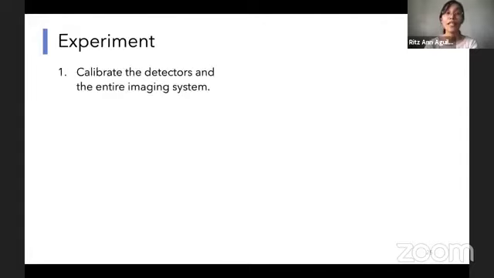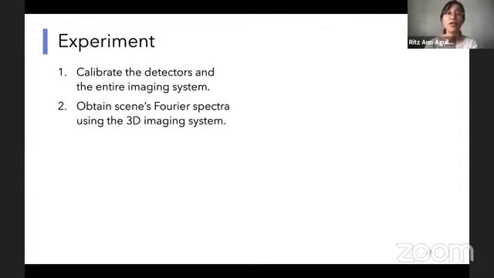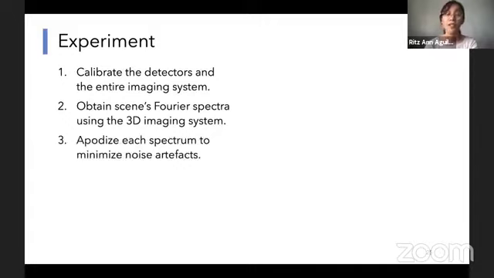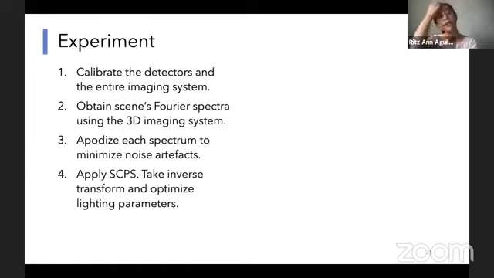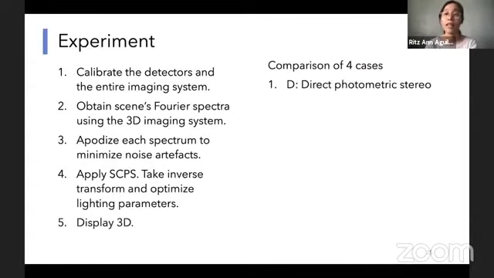So for the experiment, of course, what you do first is to calibrate the detectors and the entire imaging system. You obtain the Fourier spectra using the 3D imaging system. We apodize each spectrum to minimize noise artifacts, and then we apply the semi-calibrated photometric stereo technique, which optimizes the lighting parameters from the images themselves, and then we display 3D.